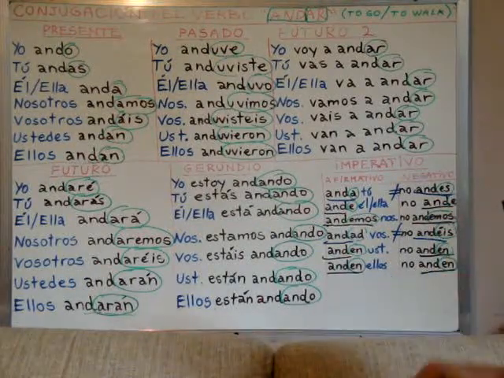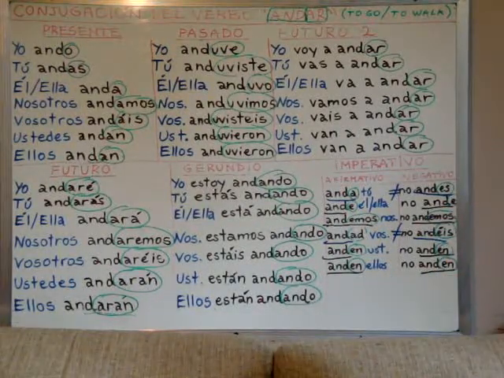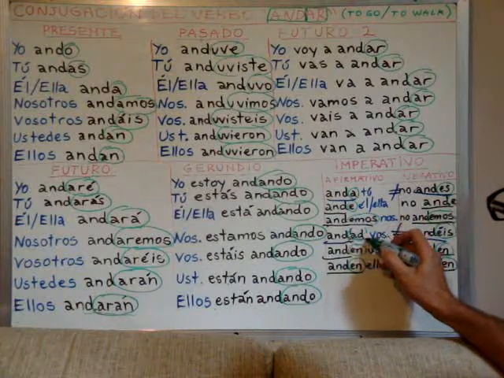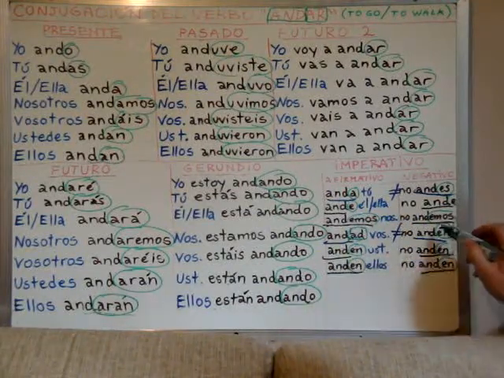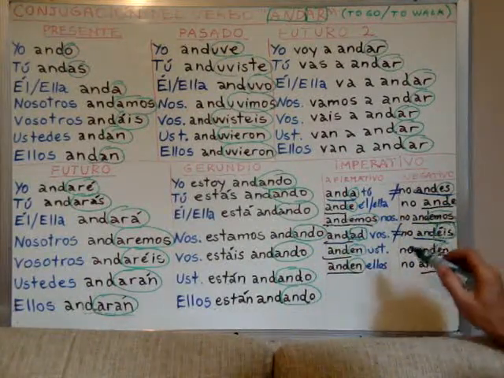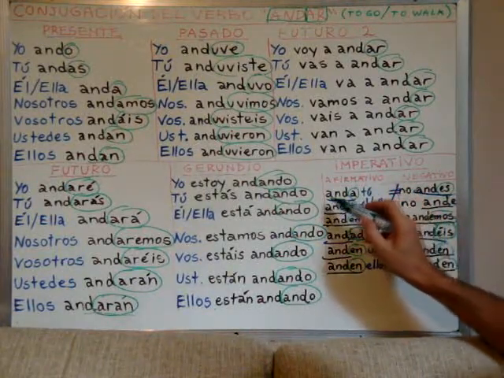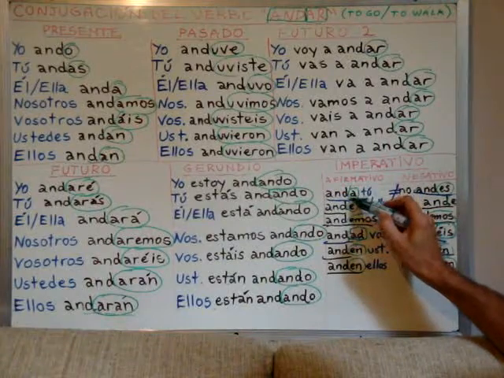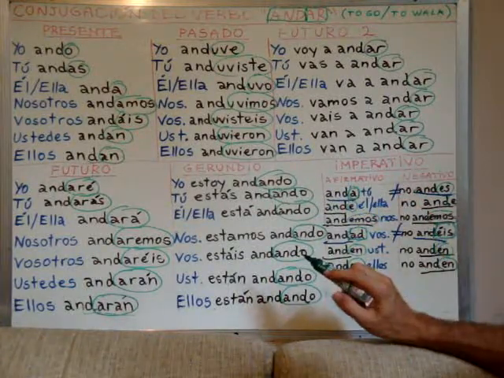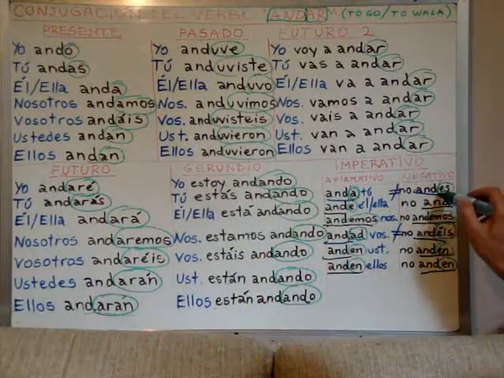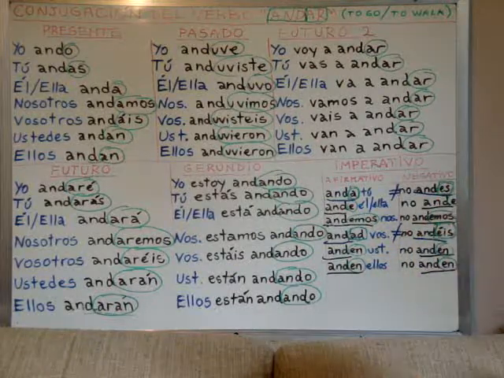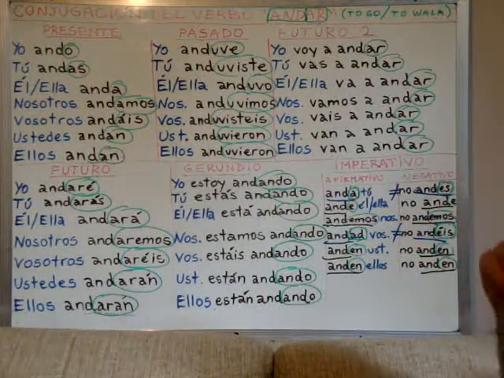Okay? So look at this. We can see the ending. Andad is the ending for the affirmative, and andéis is the ending for the negative. And for you singular, anda is the ending for the affirmative, and andes the ending for the negative, right?